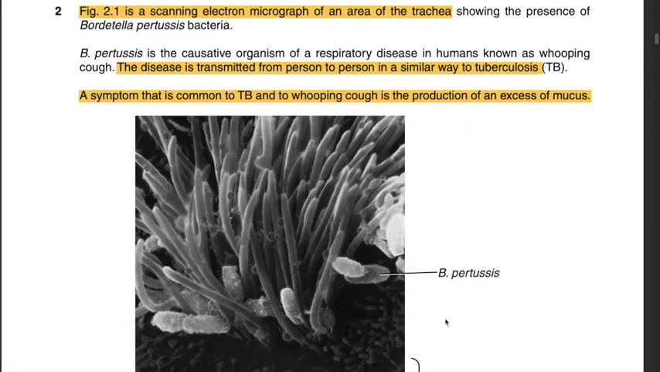Question 2. Figure 2.1 is a scanning electron micrograph of an area of the trachea showing the presence of B. pertussis bacteria. B. pertussis is the causative organism of respiratory disease in humans known as whooping cough. The disease is transmitted from person to person in a similar way to tuberculosis. A symptom that is common to TB and to whooping cough is the production of an excess of mucus.